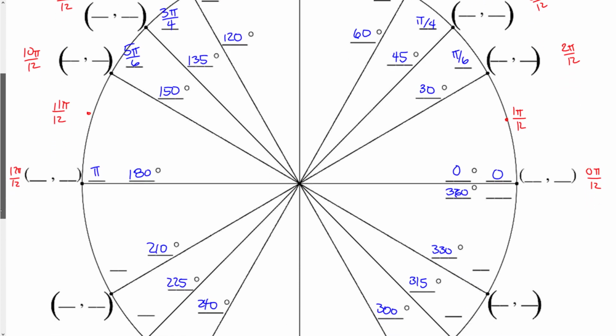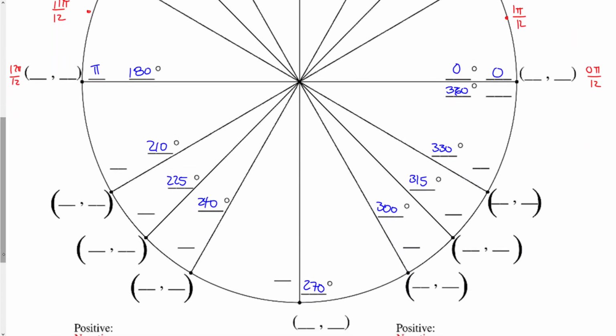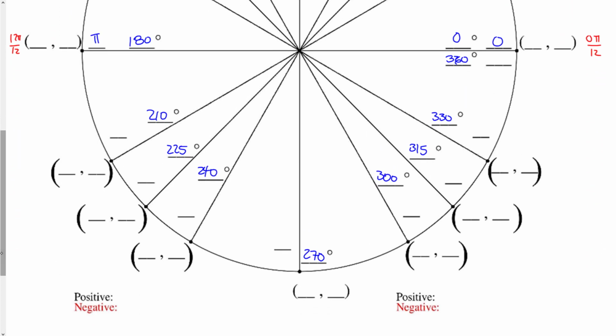Okay, then you go on to the next quadrant, so quadrant 3. So this one would then be 13 pi over 12. You can continue going this route. So 14 pi over 12, 15 pi over 12. You just keep going around until you have them all filled in.